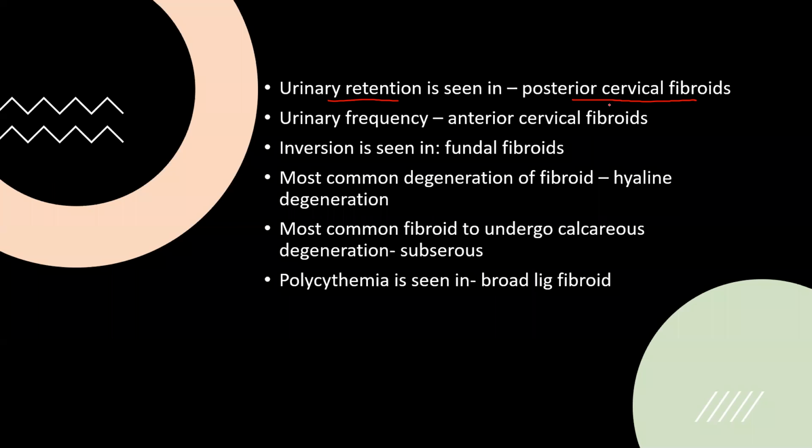If a fibroid is placed in the fundus and is not of a big size, it will not put pressure on the urinary bladder. But if a posterior cervical fibroid is there, then there will be urinary retention. Now urinary frequency is seen in the anterior cervical fibroid. Next one is uterine inversion, which is seen in the fundal fibroids. I'll show you over here.